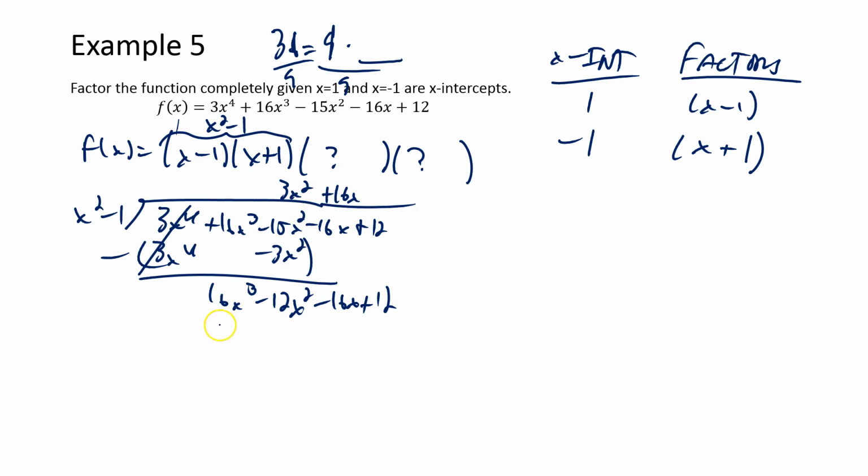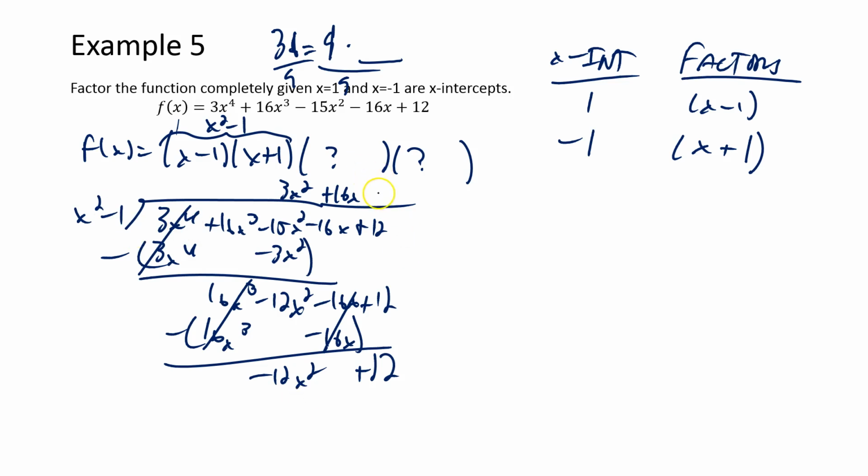Multiply 16x by x squared gives us 16x cubed, and then minus 16x, that's right here. Subtract that off. These cancel. Negative 16x minus a negative 16x, those cancel as well. So that leaves negative 12x squared plus 12.